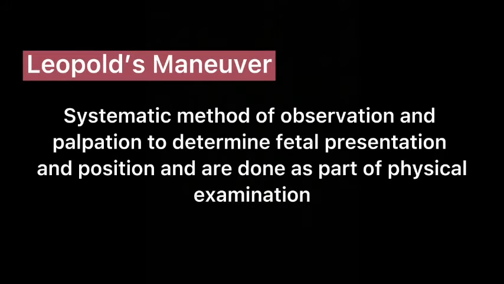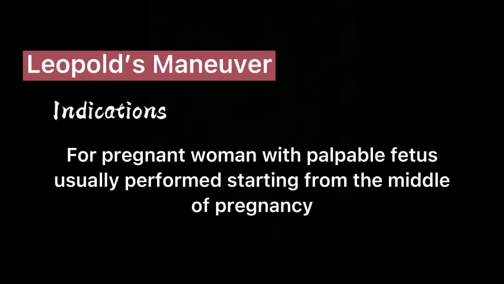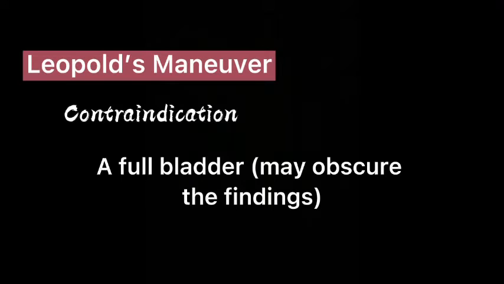And for the Leopold's maneuver, a systematic method of observation and palpation to determine fetal presentation and position, and are done as part of physical examination. And the purpose is to determine fetal presentation and position and the expected location of the point of maximal intensity or PMI of the fetal heart rate in the woman's abdomen. The indication is for pregnant women with palpable fetus, usually performed starting from the middle of pregnancy, and for the contraindication, a full bladder may obscure the findings.